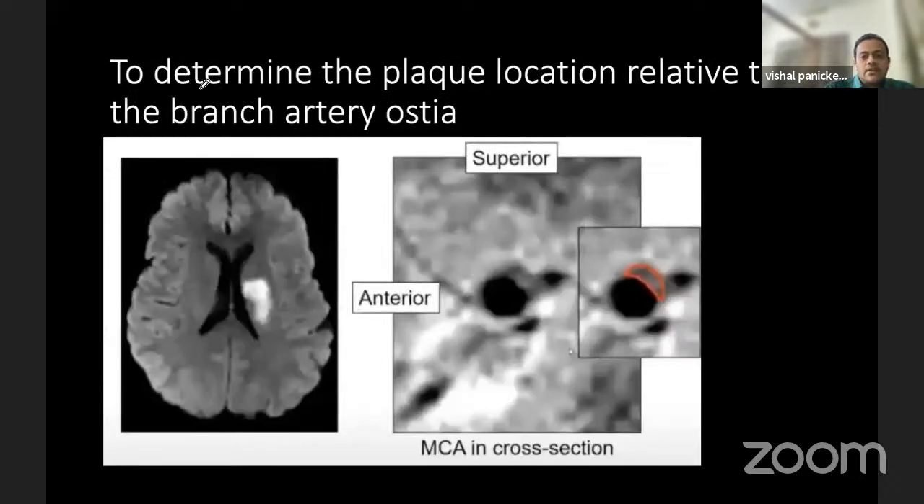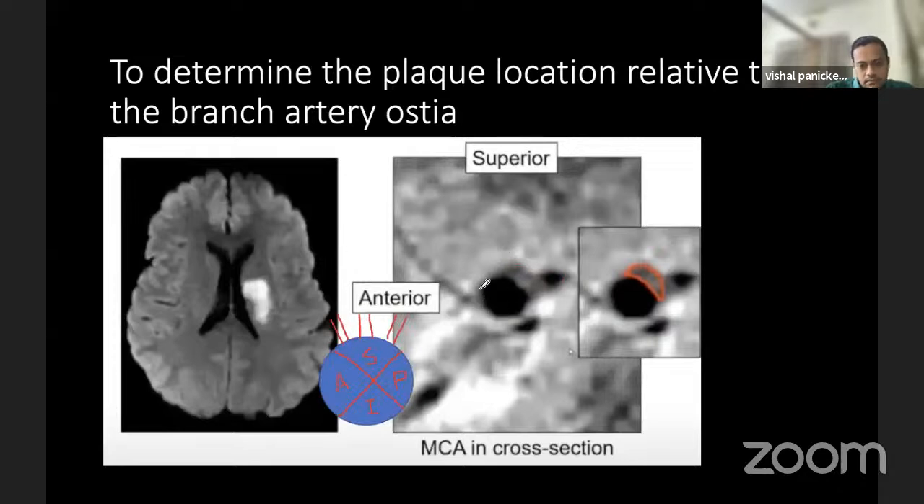We can determine the plaque location relative to the branch artery or ostia with this vessel wall imaging. This is a subcortical infarct, and the patient underwent vessel wall imaging showing the superior part of the MCA with vessel wall thickening, and the nearby ostia is also occluded. This is the ostia which gets occluded by this intraarterial plaque.